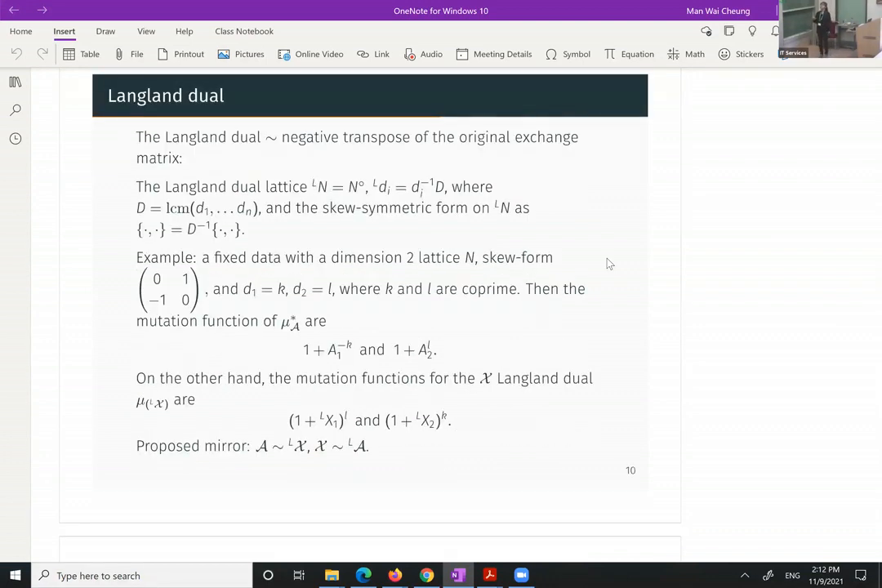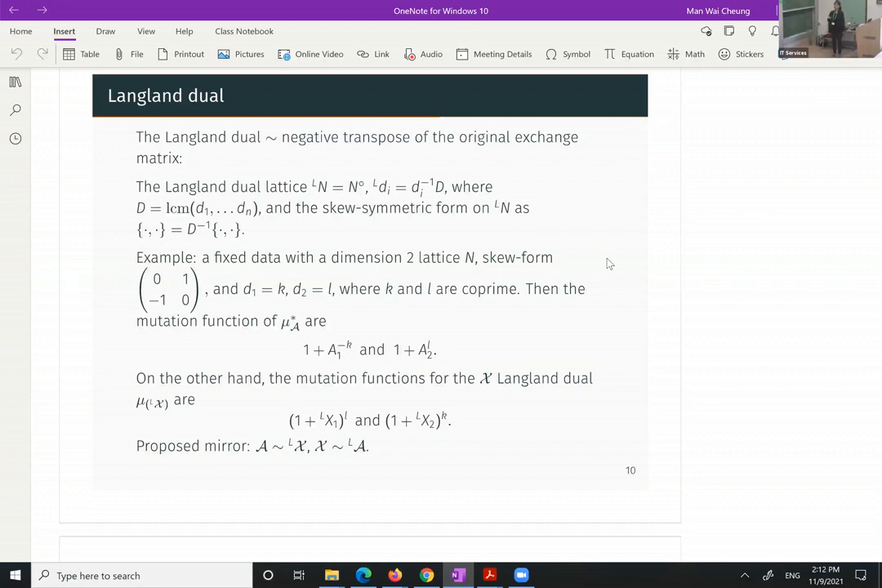Two-dimensional example, the skew form is 0, 1, minus 1, 0. The two integers are k and l, and they are coprime to each other. So you can imagine this is k and this is l. And then the A mutation will be 1 plus A1 to the minus k and 1 plus A2 to the l. And then on this side, we want to look at the Langlands dual X mutation. So if we do the calculation, we'll get the mutation of this one.